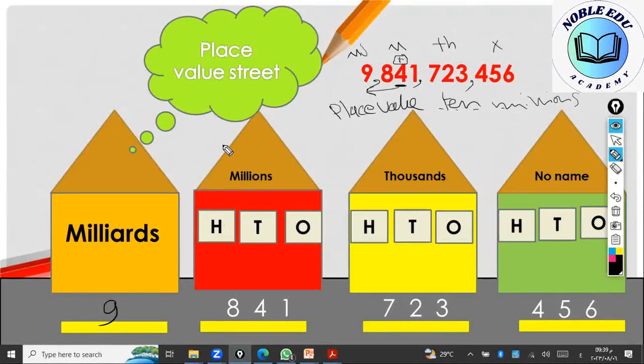Another one, if I ask you what about the place value of 9? 9 is called what? Milliard. Okay.